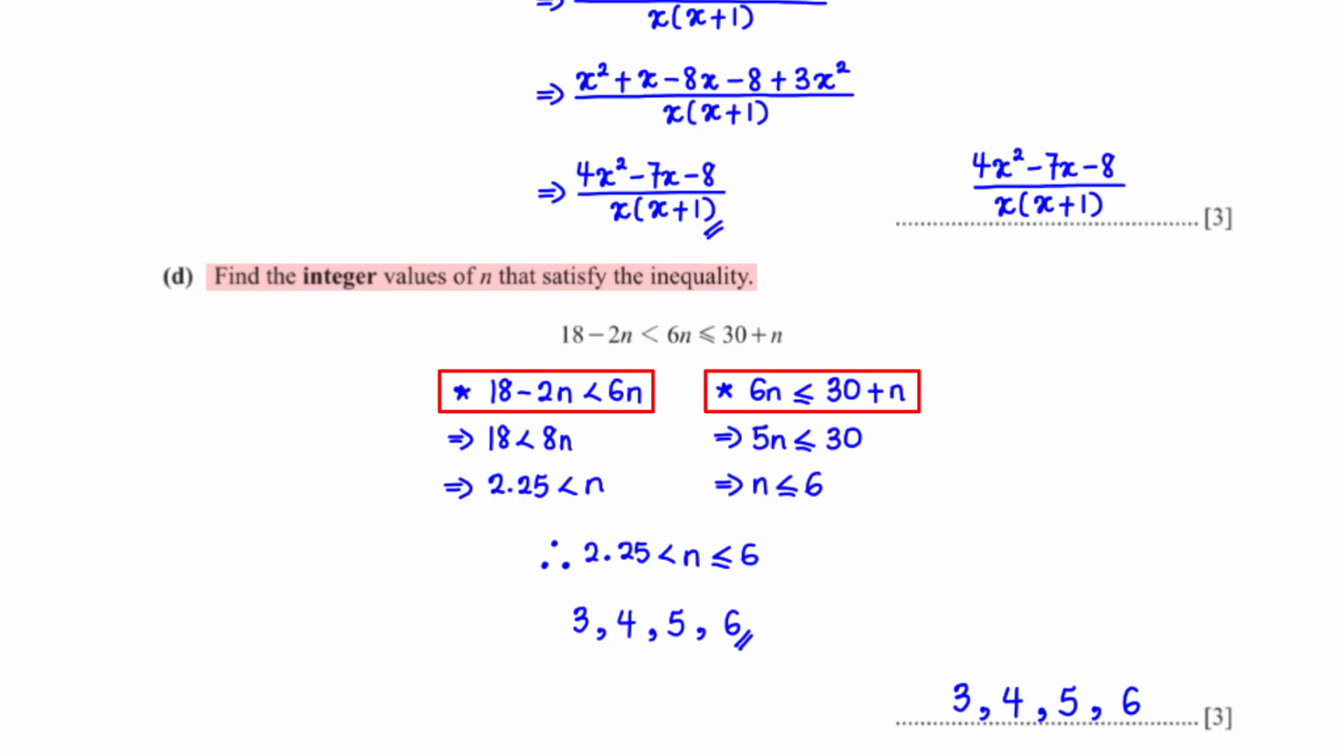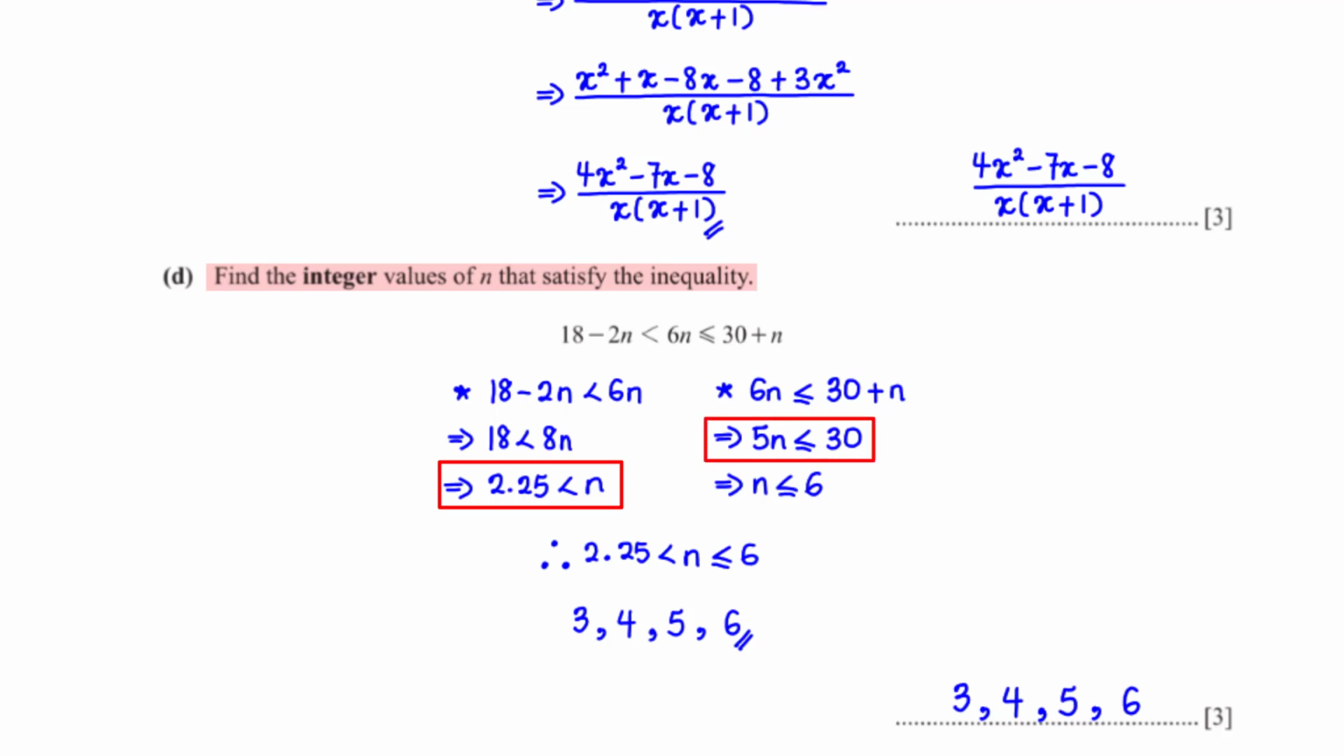When we add 2n to both sides, we get 8n is greater than 18. And when we divide both sides by 8, we have n is greater than 2.25. Let's simplify the second part. When we subtract n from both sides, we get 5n is less than or equal to 30. And when we divide both sides by 5, we have n is less than or equal to 6.